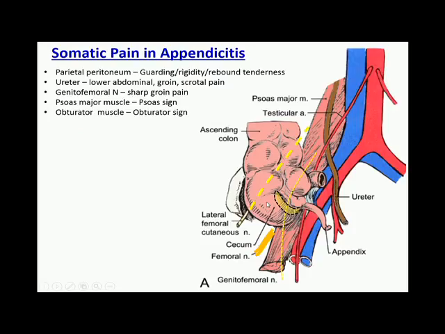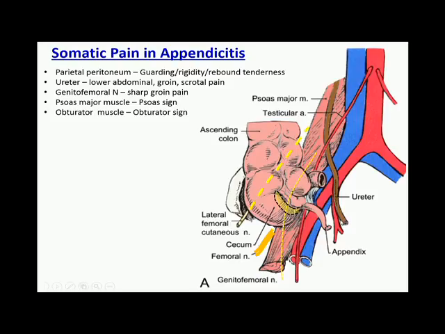So these are some relations of the appendix, right? And in the practical notes, I think there's a question on different positions of the appendix. Was there a question on that? Different positions? Yes, please go through that. I don't have time to go through that, okay?